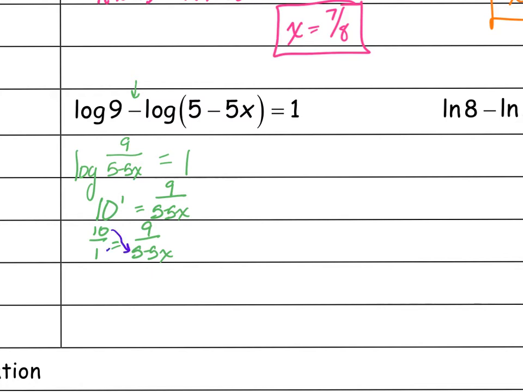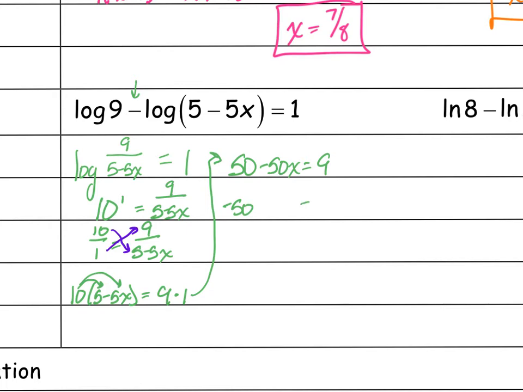This times this, and this times this. And I get 10 times 5 minus 5x equals 9 times 1. Let's go ahead and write that. So I'm going to move up here again. So 10 times 5 is 50, and 10 times negative 5 is negative 50x equals 9.